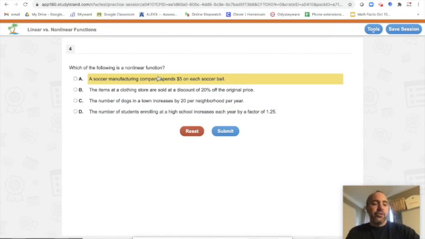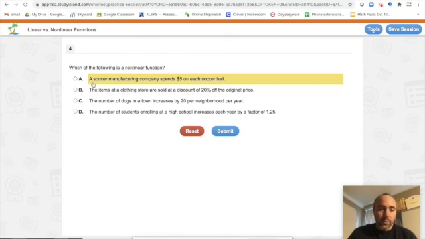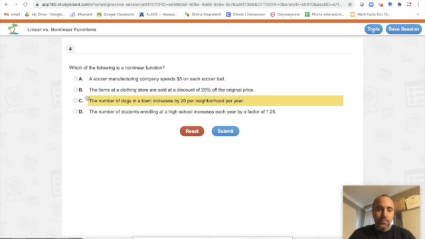Okay. These situations are sometimes a little harder, but once again, we have to think about, are we going to be changing the same amount every time we increase the x, or the independent variable? So in this case, a soccer manufacturer company spends $5 on each soccer ball. So if we increase the soccer ball by 1, it goes up $5. Increase by 1 goes up another 5, goes up another 5, goes up another 5. So it's the same over and over and over again. So that is going to be linear.